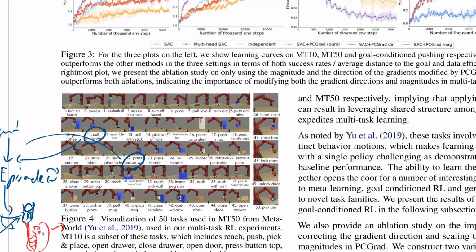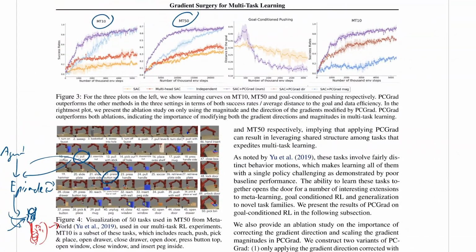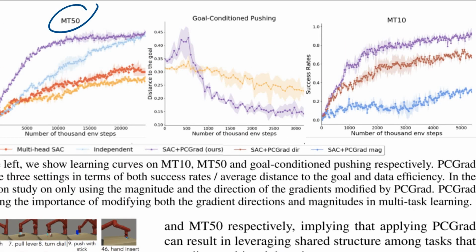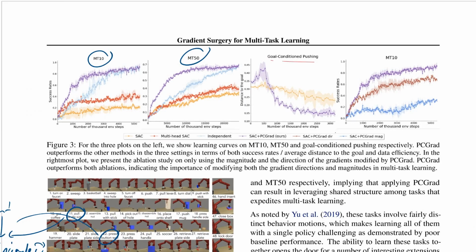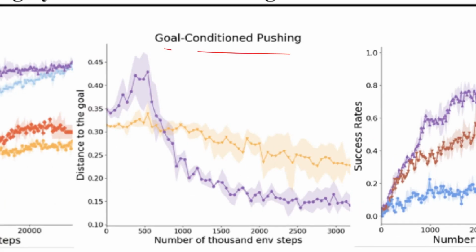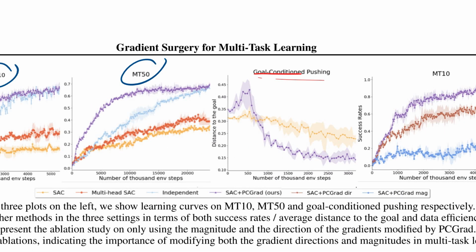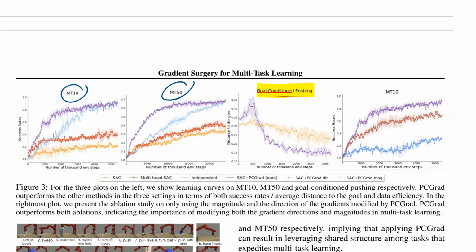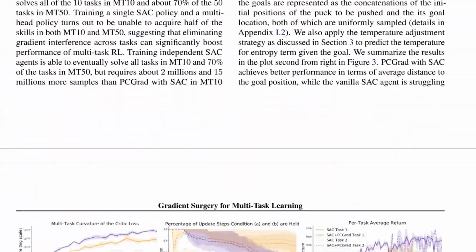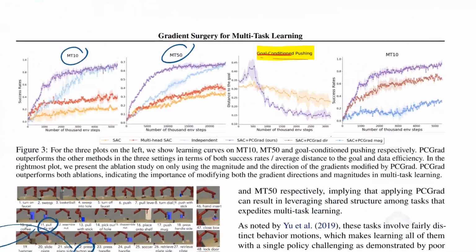So the MT10 and MT50 come from this, and I think they also have goal condition pushing, where the task is simply to push something to a goal, what they call goal conditioned. And the cool thing about this is it's not only 50 tasks, but you can produce an infinity of tasks, because you can always specify a new location where you should push something to, right? So that's fairly cool.